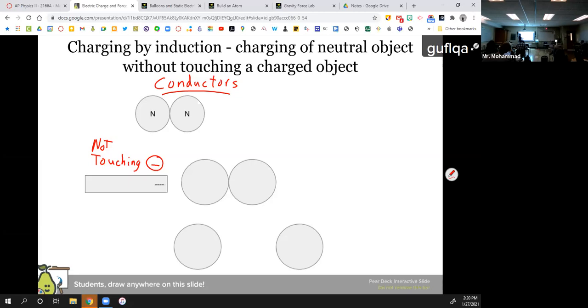I'm going to bring a negatively charged object close to here. Electrons are going to want to get as far away from this negatively charged object as possible. So you'll have a net flow of electrons from this object to here. So you'll have a mass migration of electrons. And let's draw this back in here. And if I separate these two objects now, this one has more electrons.